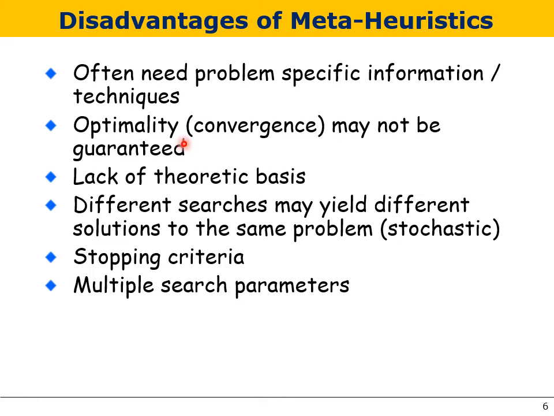Again, optimality is not guaranteed. It's a heuristic algorithm. Usually there is no theoretical basis behind it. We know that the branch and bound algorithm is an exact algorithm. We know the simplex algorithm generates the optimal solution. We have the fundamental theorem of linear programming. But for metaheuristics, there is no theoretical basis.